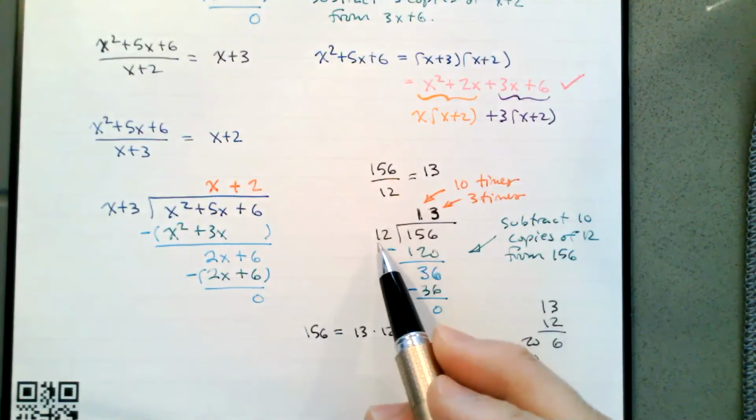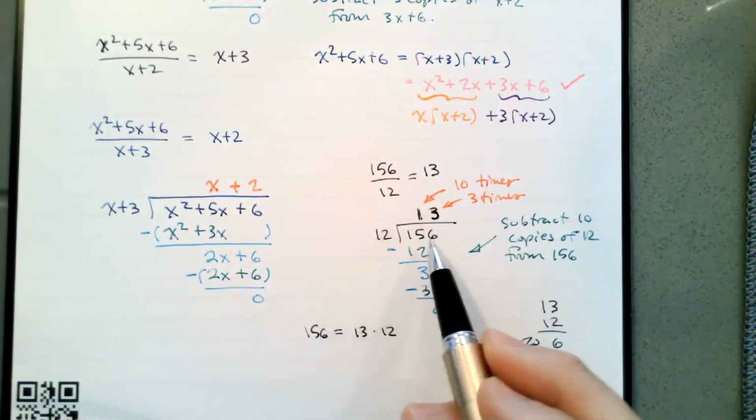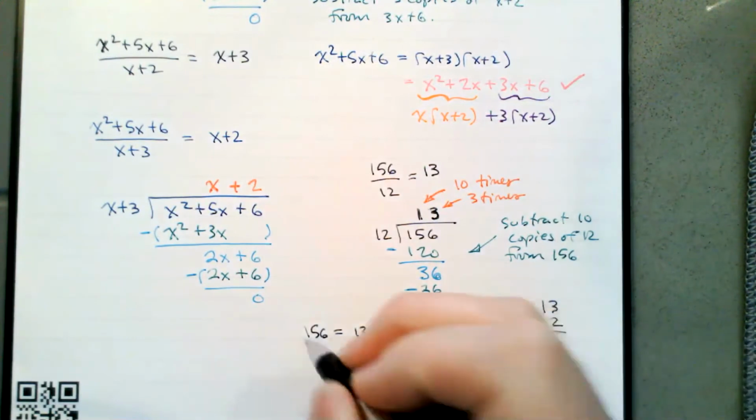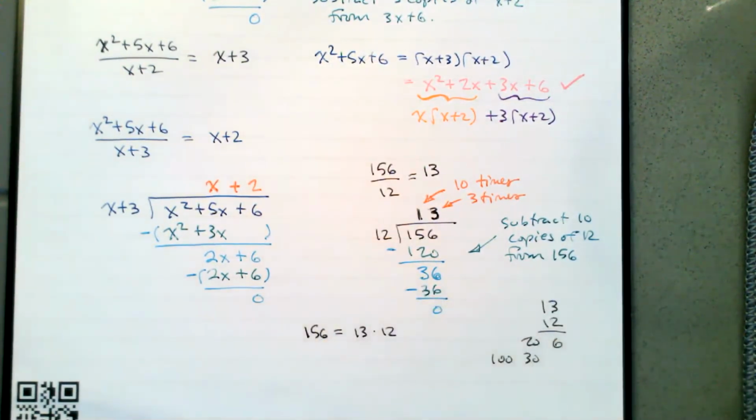Also, if I reverse, if I put the 13 over here into 156, the 12 ends up on top. We're not doing anything new. We're just adapting things that we already know to fit with polynomials. And this is the best fit because polynomials are just like numbers, base x instead of base 10. Any questions?